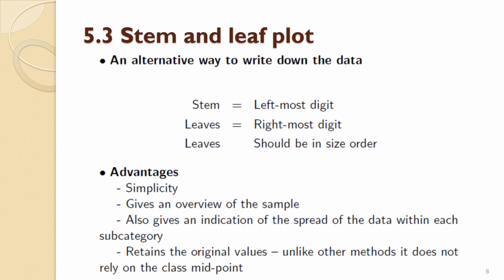The idea is the big bit is the leftmost digit, and the rightmost digits, the leaves, should be in size order. So you're trying to get a sense of the spread in the sample, both in terms of the entire thing and how the values are spread out in separate subsections of that sample. This approach is simple. It gives you an overview of the sample and its shape, and an indication of the spread of the data within each subcategory. It does retain the original values, and unlike other methods, it does not rely on the class midpoint.